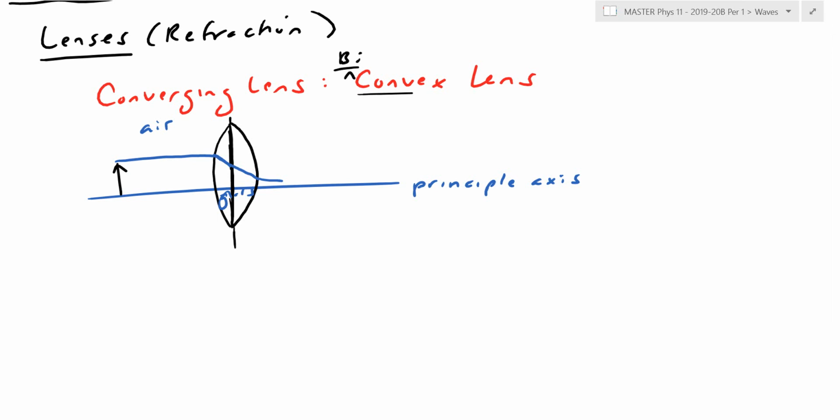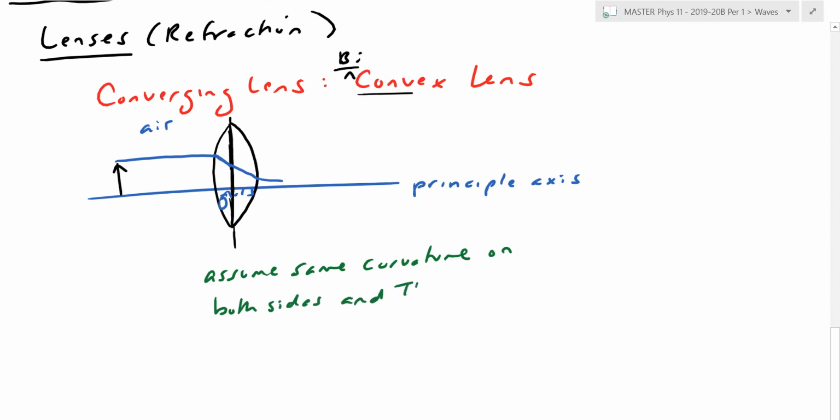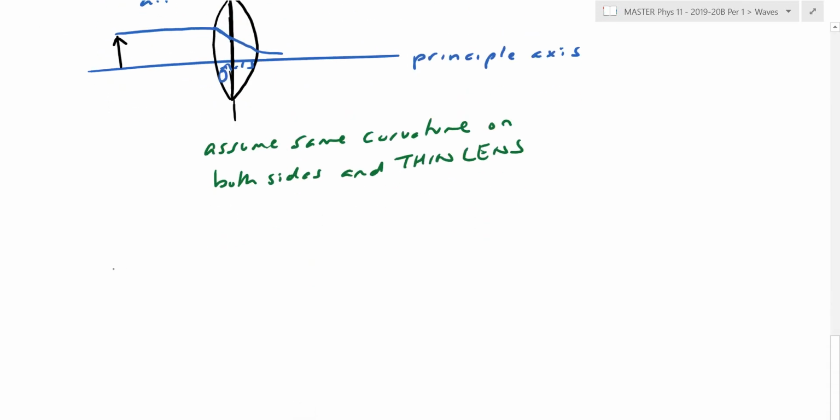So what we're going to pretend is, let's pretend the curvature is the same. Let me write this down here: assume the same curvature, the same shape on both sides. And assume that we have a very thin lens. Realistically it is hitting two surfaces, but as an approximation for a thin lens, instead of our real lens, I'm going to have our principal axis and a dotted line, and that's going to be a sort of infinitely thin lens.